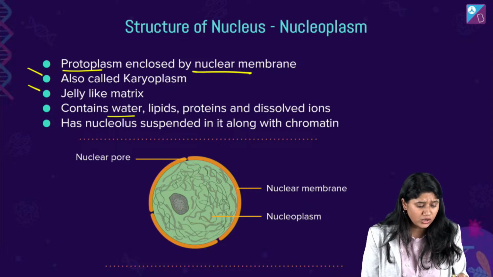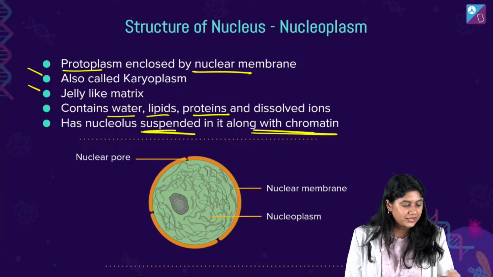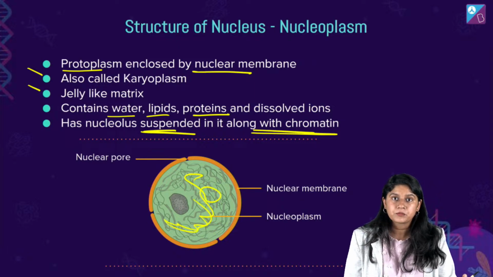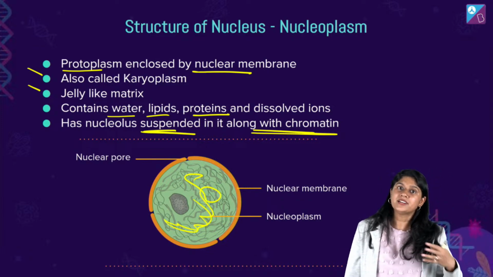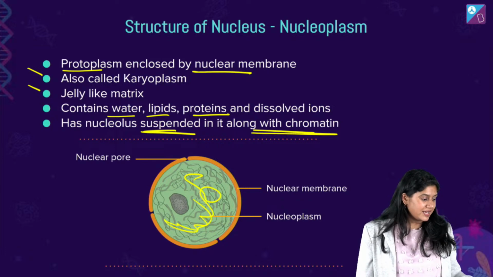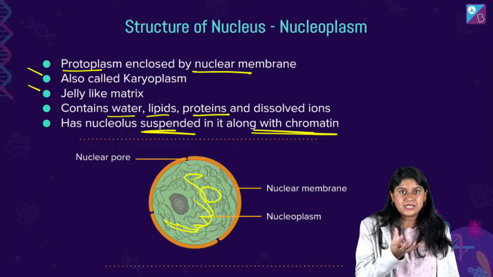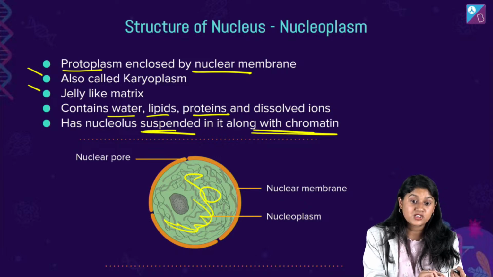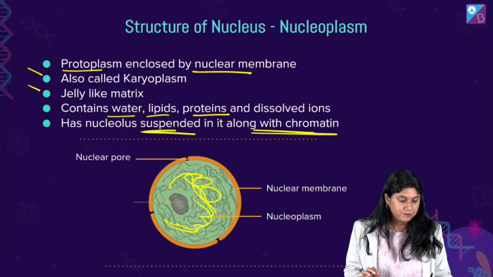Jelly-like matrix hai, contains water, lipids, protein, and dissolved ions. Most importantly, it has chromatin in it. Can we see these thread-like structures? These are nothing but the chromatin. And what is chromatin? Jaldi bataiye everyone. During cell division, this is the chromatin that will be forming the chromosomes. If you talk about the chromatin composition, it has DNA, histone proteins, non-histone proteins, and RNA. Four important things are there, which is, of course, suspended in the nucleoplasm.